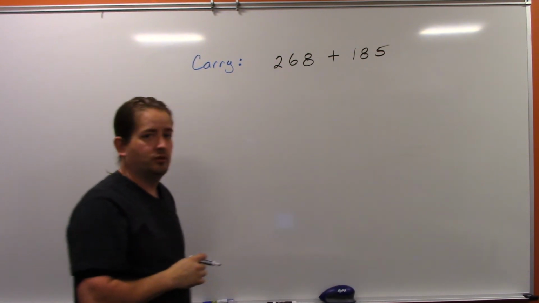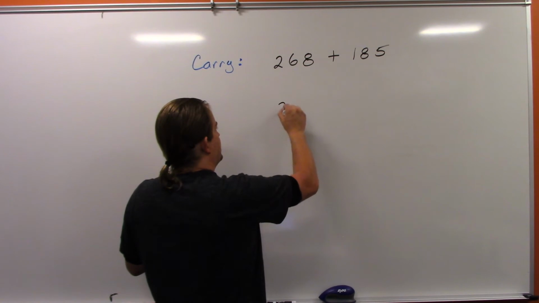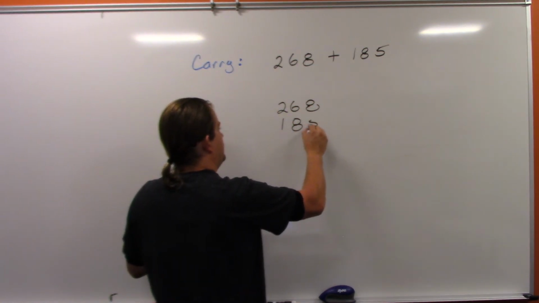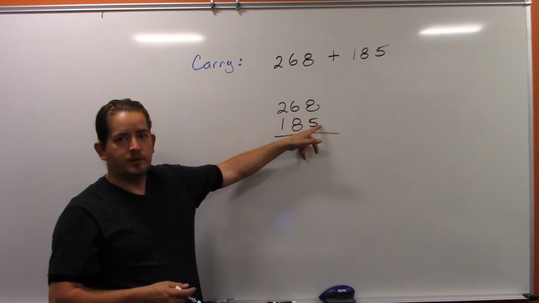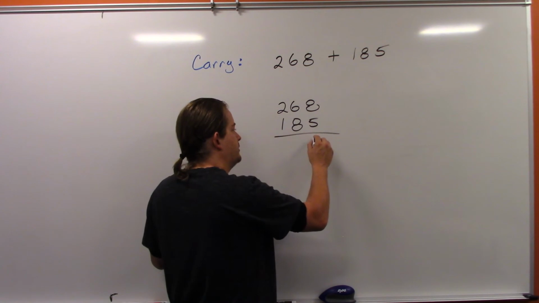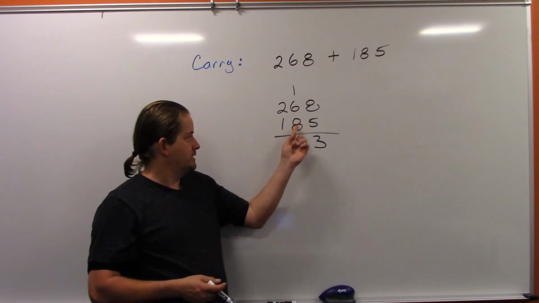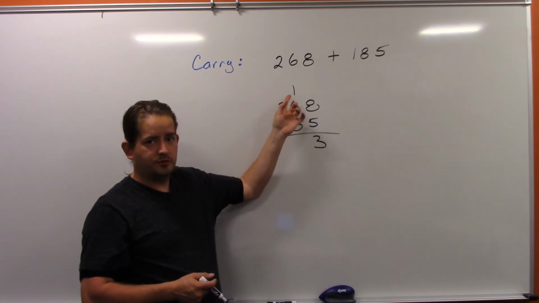Let's say 268 plus 185. If I put these in my column, I've got 268 and 185. Once I start here, 8 plus 5 gives me 13. So I'll write the 3 and carry the 1. Now I've got a 6 plus an 8 plus 1 more, right? That gives me 14, plus 1 more is 15.